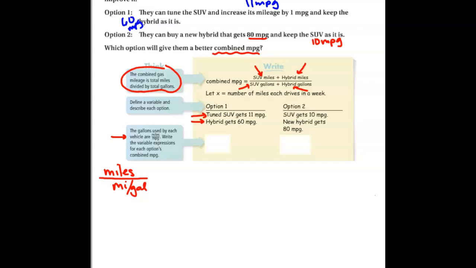Okay, now to figure out the number of gallons that are used, we are going to take the miles and divide by the miles per gallon. I want you to think about that for a minute. If we take miles and divide by miles per gallon, that's the same as saying miles times the reciprocal, gallons per mile. And so you can see that the miles will drop out and we will be left with just gallons. So that's how we're going to figure out how many gallons the SUV and the hybrid are using.